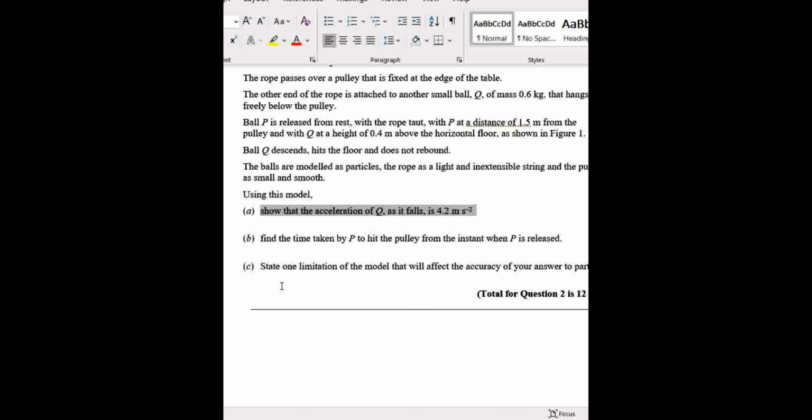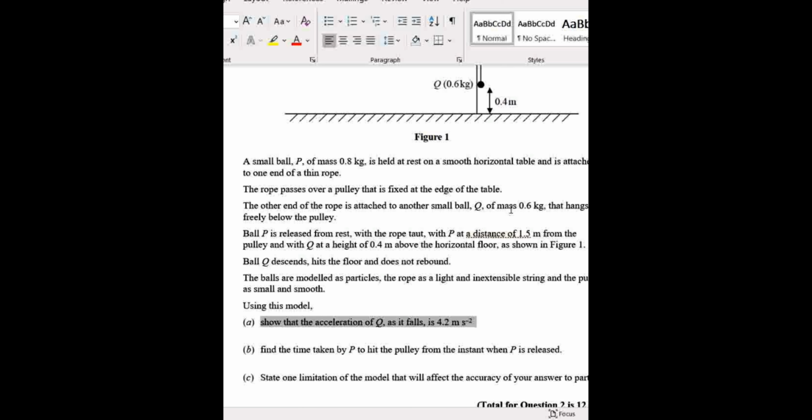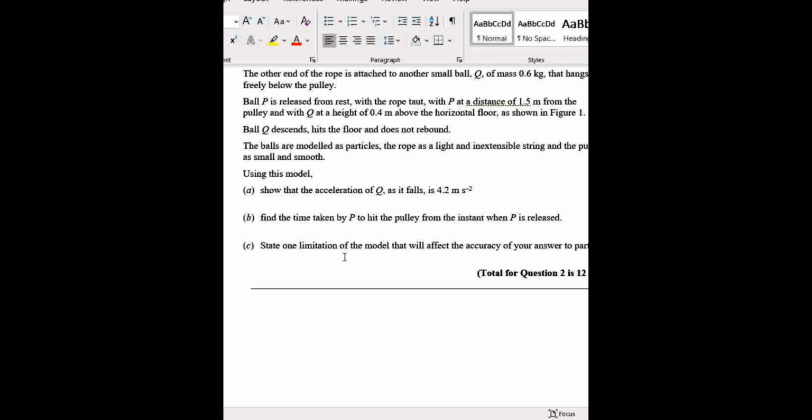Last part. State one limitation of the model that will affect the accuracy of your answer to part A. So again, we look back and consider what could be more reasonable, and the thing that jumped out to me is a smooth horizontal table. There won't be any absolutely smooth surfaces, so friction will be greater than 0. So for part C, I am going to have to go onto another page.